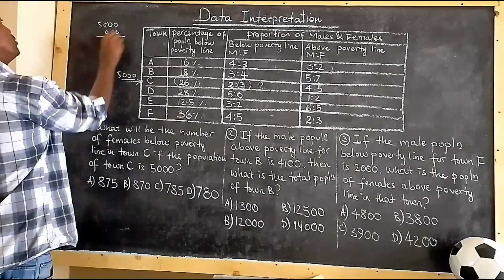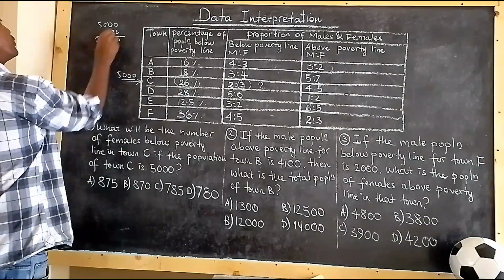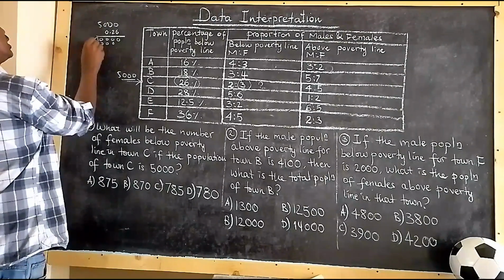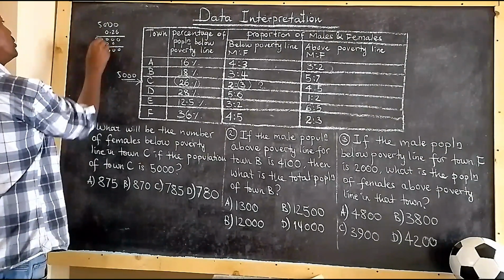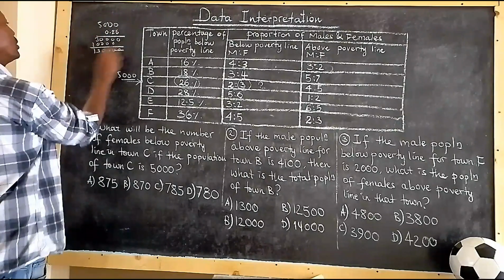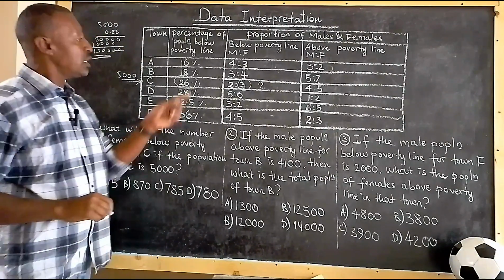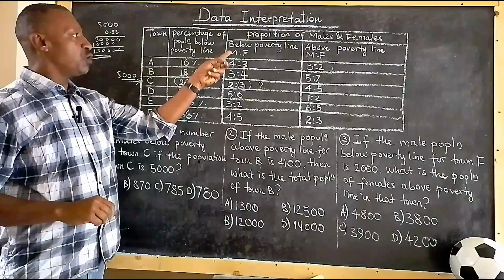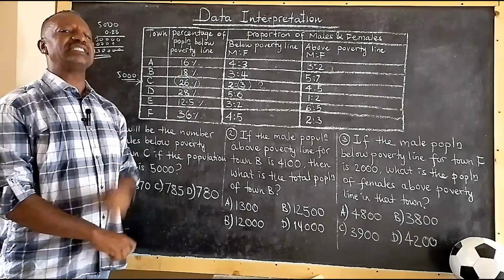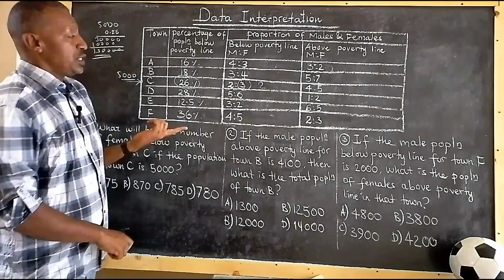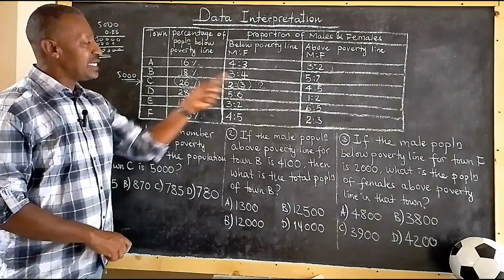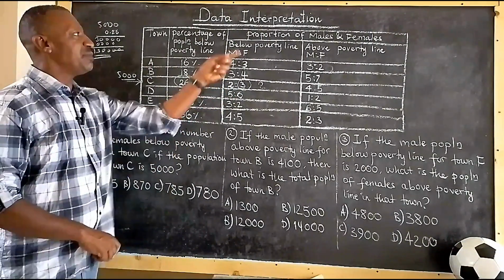That gives 1,300. 1,300 is the total population of both male and female below poverty line in town C. Right? So the question is not that. The question is, what is the female number?